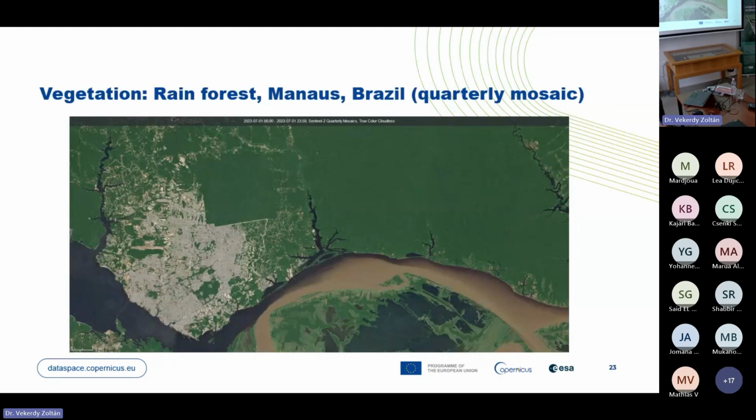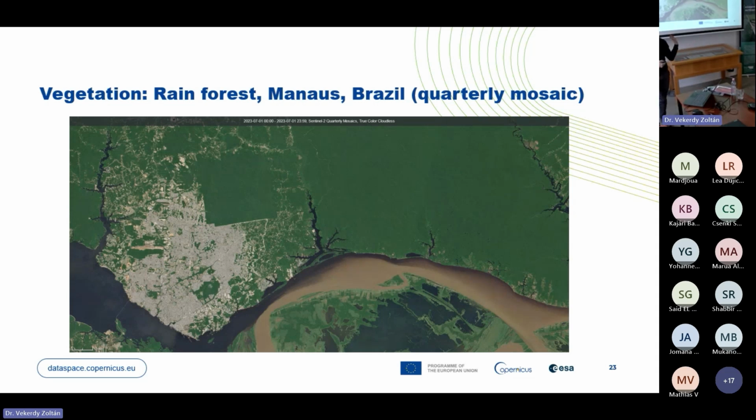One more look at vegetation. This is where the quarterly mosaic actually comes in really handy. So a typical single image of this place. Oh wait, for some reason I've lost the individual Sentinel-2 acquisition of this place, but normally this would be extremely cloudy. The clouds are patchy because that's what tropical rain clouds are like.